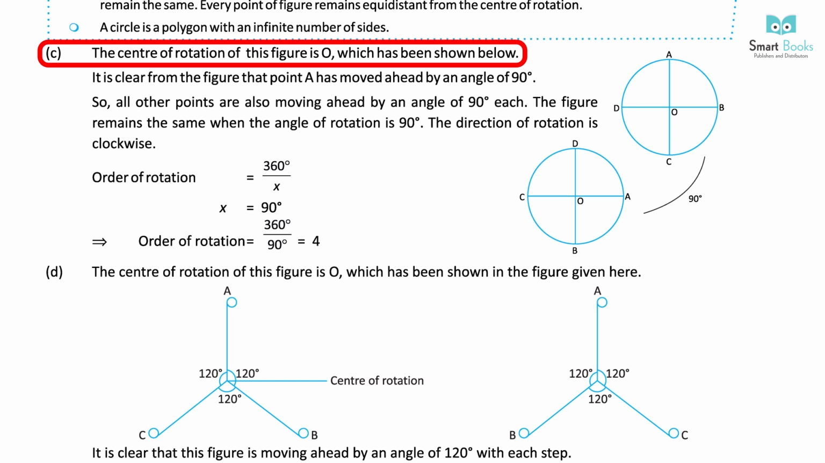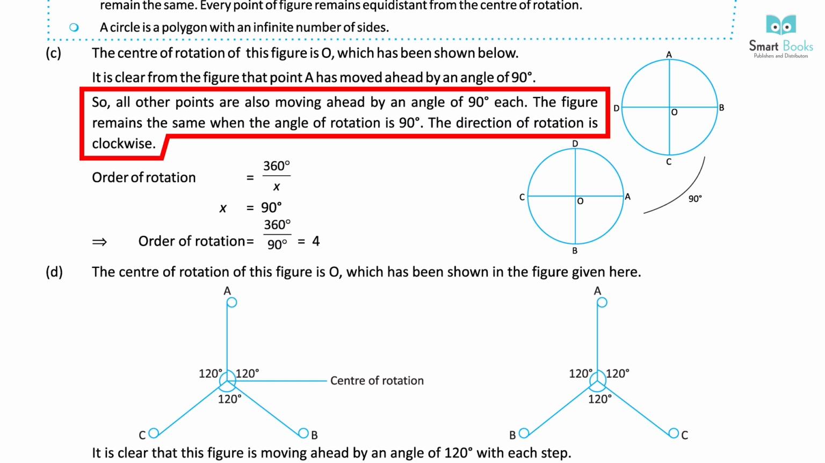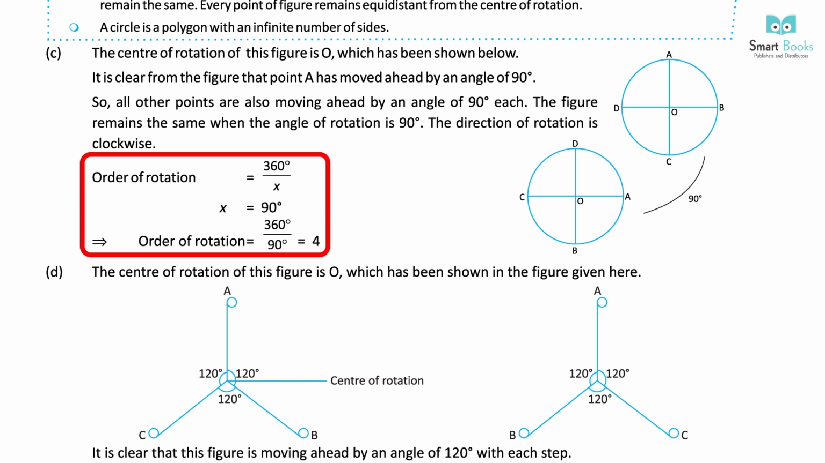C. The center of rotation of this figure is O, which has been shown below. It is clear from the figure that point A has moved ahead by an angle of 90 degrees. So all other points are also moving ahead by an angle of 90 degrees each. The figure remains the same when the angle of rotation is 90 degrees. The direction of rotation is clockwise. Order of rotation equals 360 degrees upon x. x equals 90 degrees. Order of rotation equals 360 upon 90 equals 4.